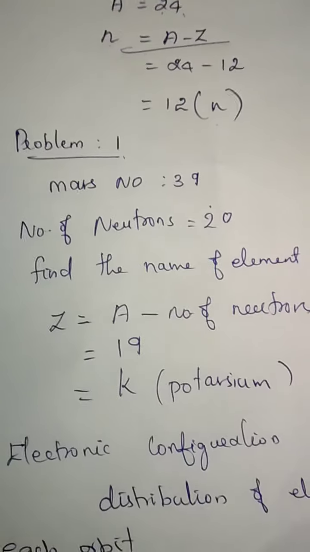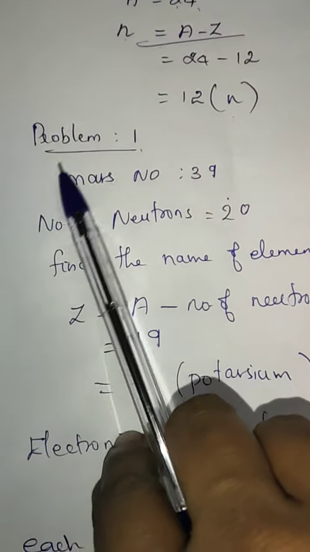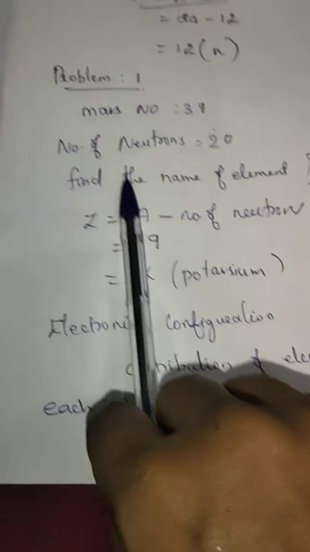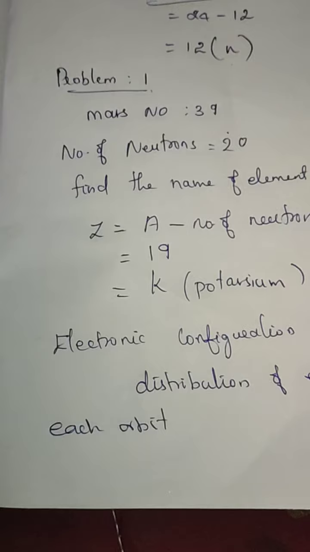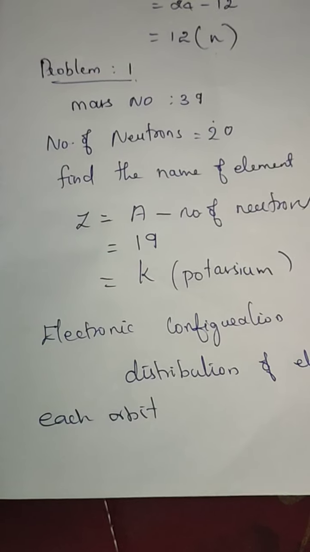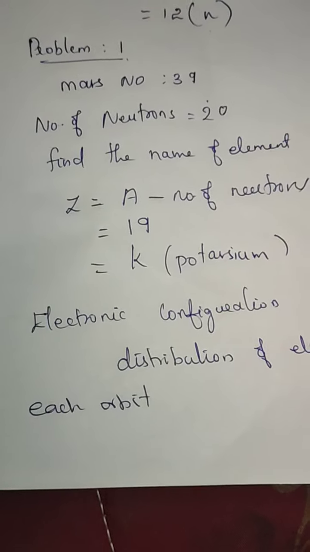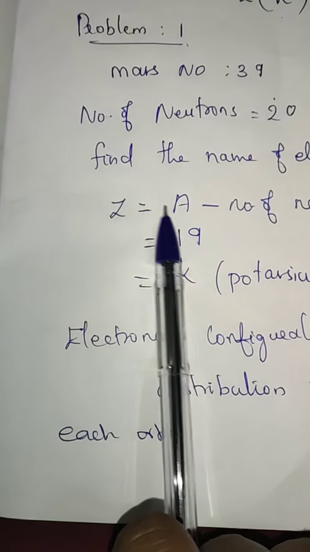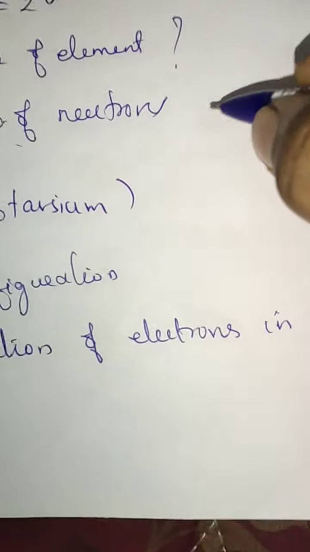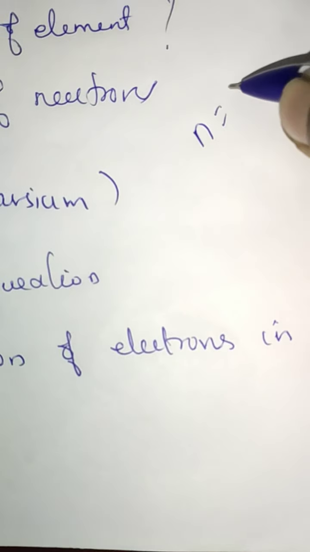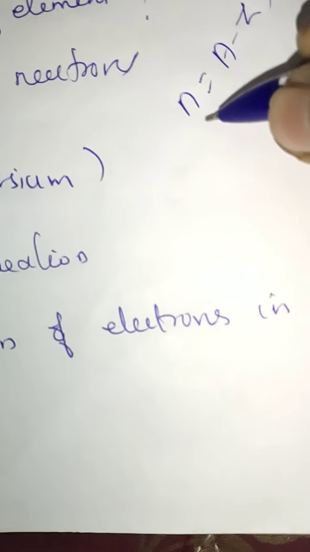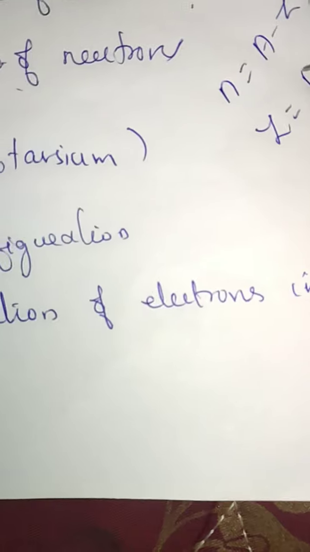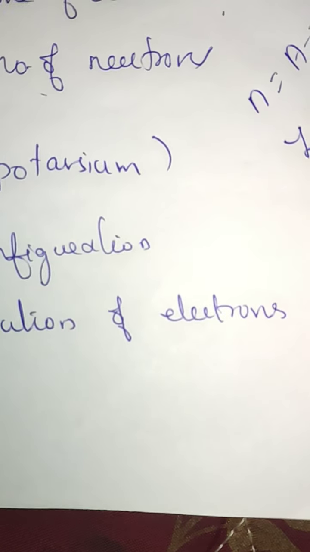Okay, shall we see one problem? Here the mass number is given as 39 and the number of neutrons is 20. We should find the element. I already said that the number of electrons or the number of protons only determines what? The element, isn't it? So how can we find it? For neutron, we use A minus Z. Here we should find the Z value. The Z value is not given, so we take A minus the number of neutrons.